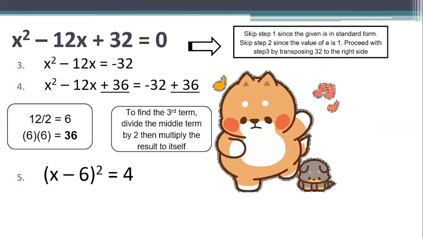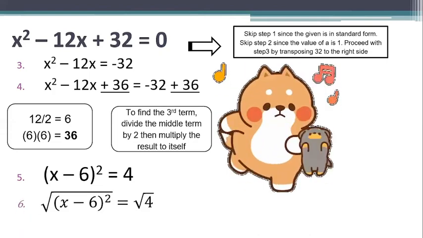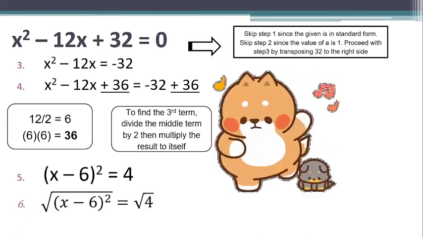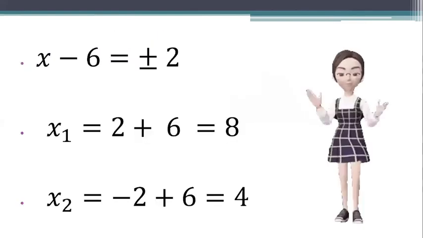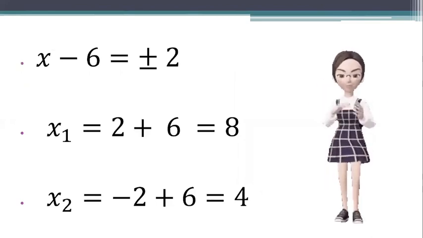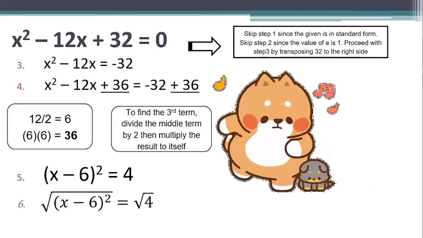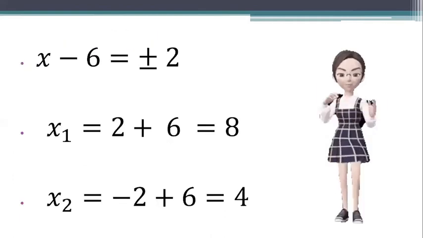Now we can solve this by extracting the roots. So we're going to get the square root of both sides. The square root of x plus 6 squared, just cancel our squared. And then the square root of 4 is positive and negative 2. Then transpose your 6, you have positive 2 minus 6 is negative 4. And your negative 2 minus 6 is negative 8. So your two roots for this example are negative 4 and negative 8. So again, the roots of x squared plus 12x plus 32 equals 0 are negative 4 and negative 8.